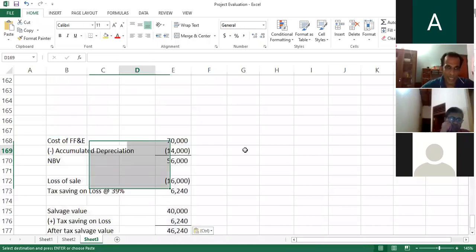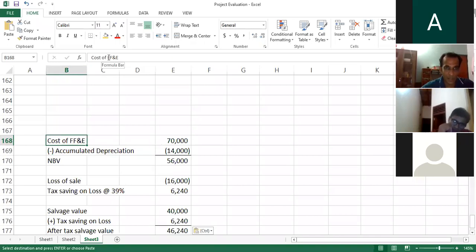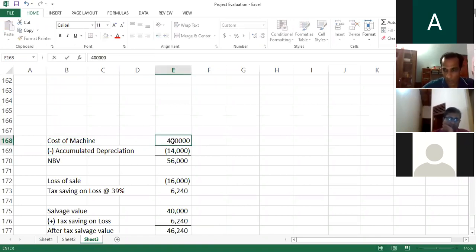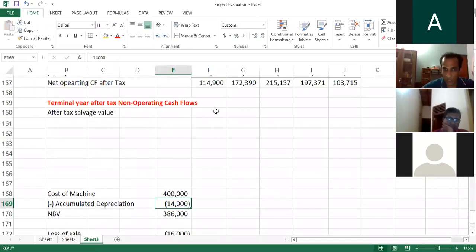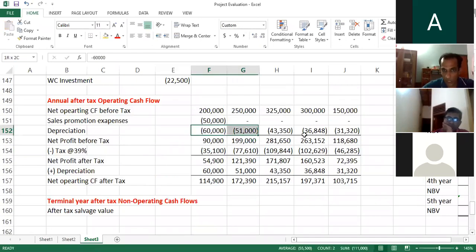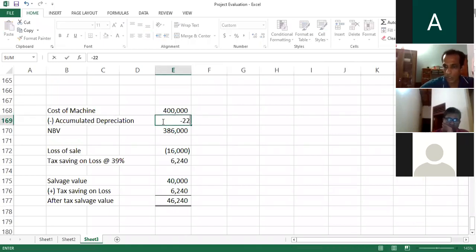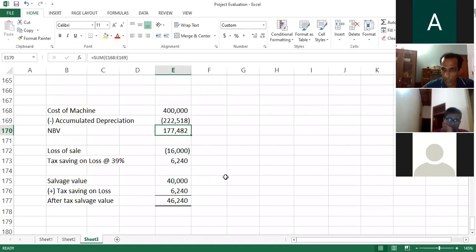In this case, what is the cost of the asset? Cost of machine. The asset is the machine. The cost is 400,000. What is the accumulated depreciation? Accumulated depreciation is the total of this row, 222,580, which means the net book value is this.